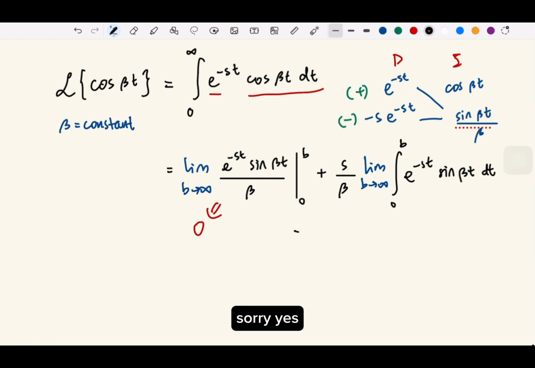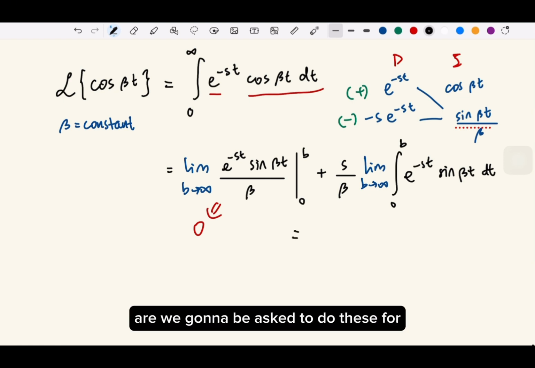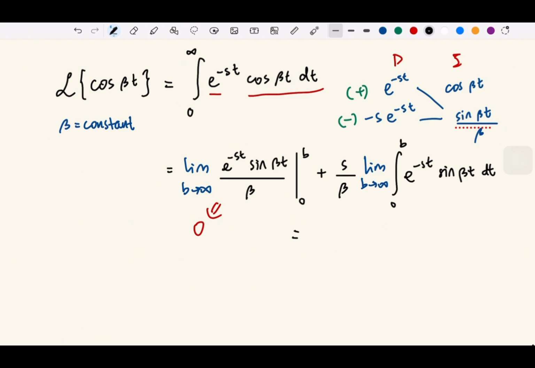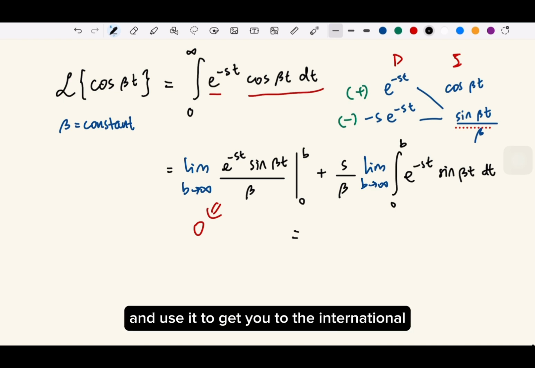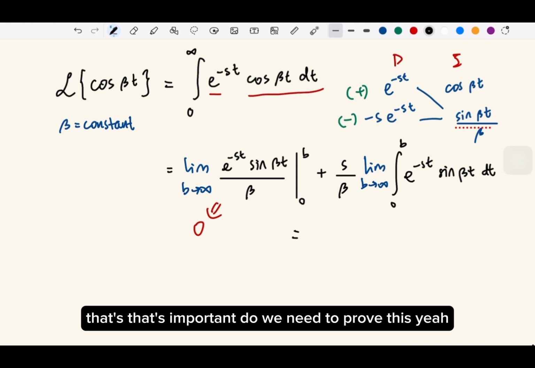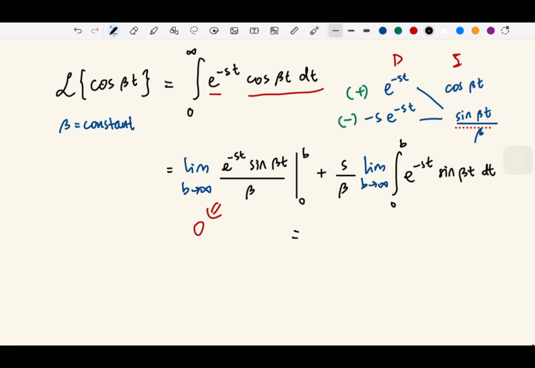Sorry. For the exam, are we going to be asked to use the formula, or can we use the table? Yeah, just use the table. Just use the table, this is just to get you to the introduction. So that's important. Do we need to prove this? Yeah.